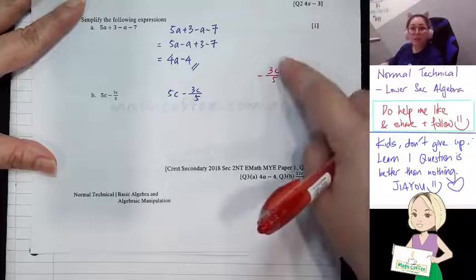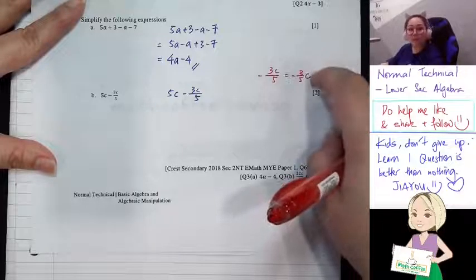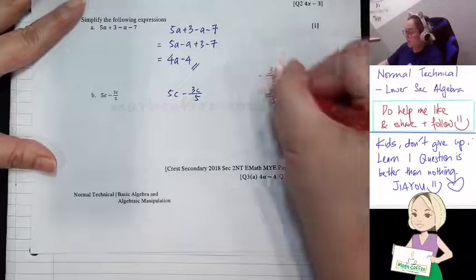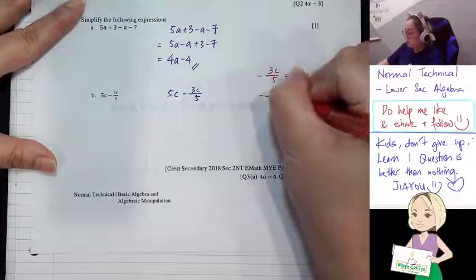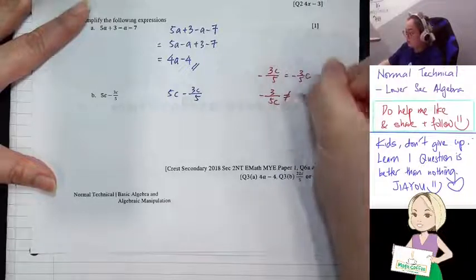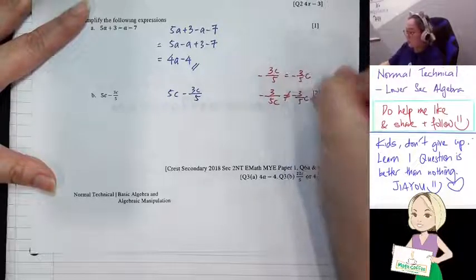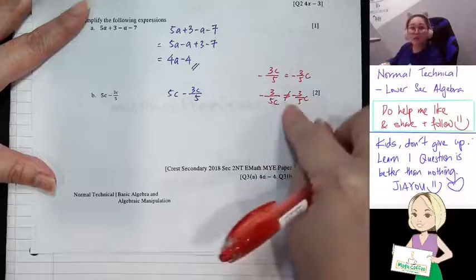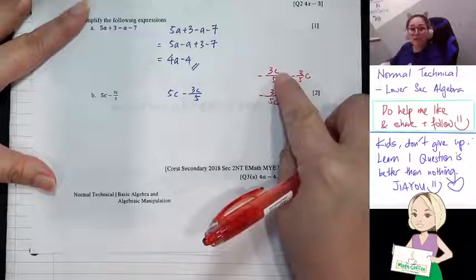Okay, when c is at the numerator, you can put it to the middle. But take note that when it is minus 3/5c, when the c is at the denominator, you cannot write this. You cannot write this. This is cannot. So only when the c is at the numerator.